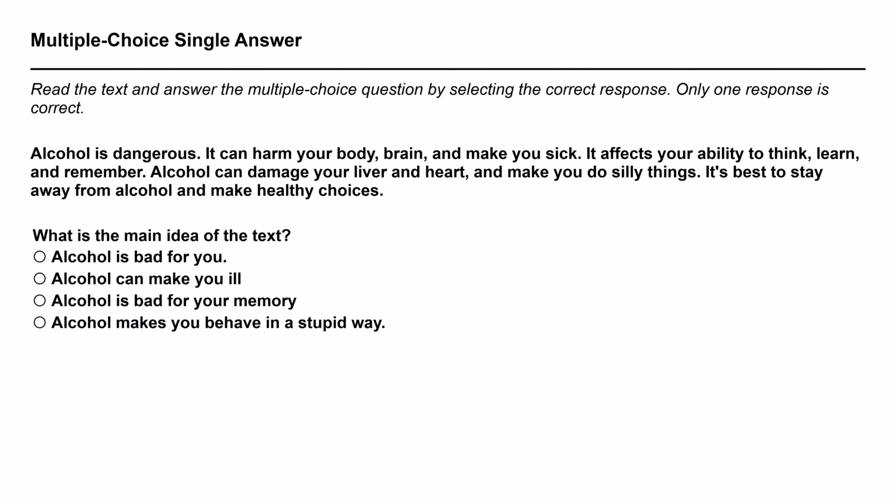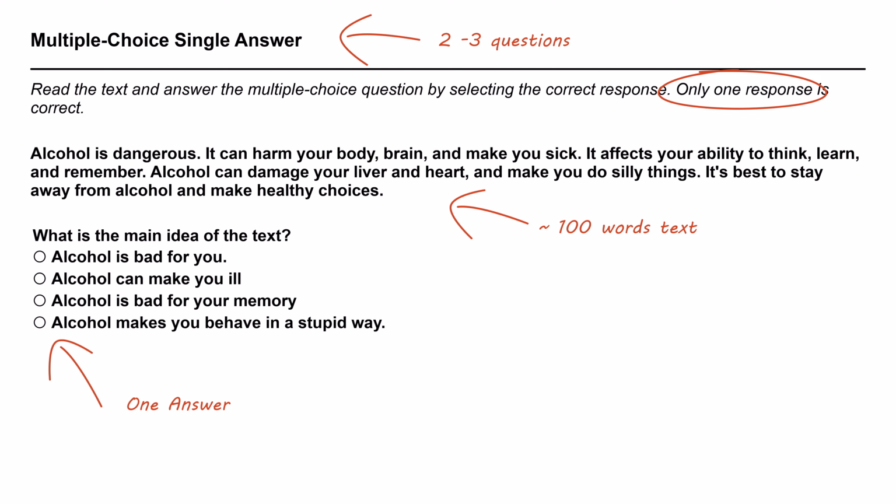The first reading question type is called multiple choice single answer. There are about 2 or 3 of these questions in each test, and for each question, you read one text, about 100 words, and you just answer one question about that text. The questions are always multiple choice, and there are usually 4 choices of answers. You must choose the best answer.